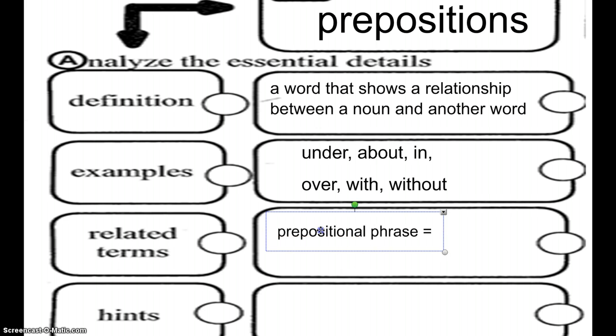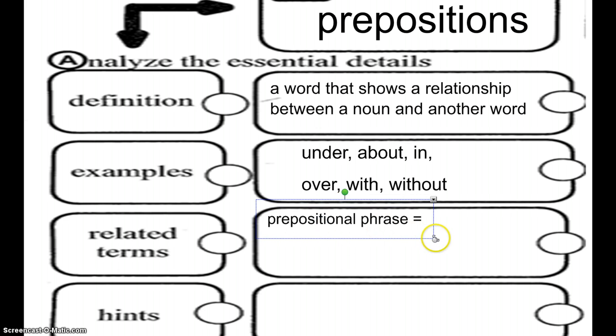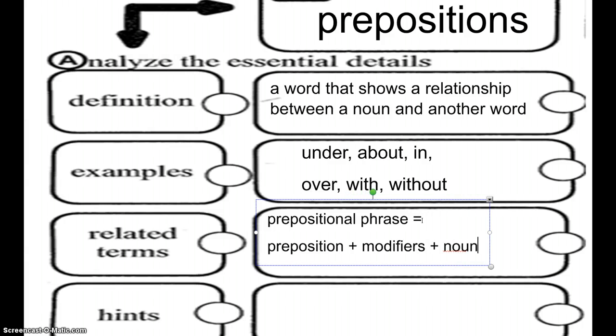If I wanted to see if a prepositional phrase was actually a prepositional phrase, this is what it would have to include. It would have to start with a preposition and can be followed by modifiers, doesn't have to have modifiers, and this was our big fancy 7th grade word for describers, so adjectives and adverbs can be in the middle, and then it has to end with a noun.